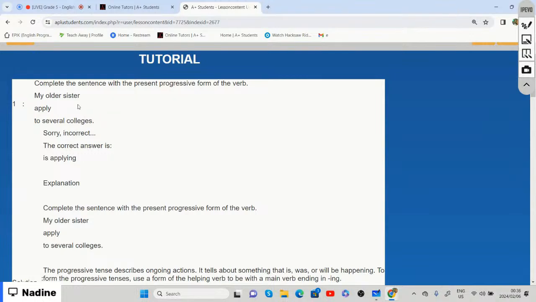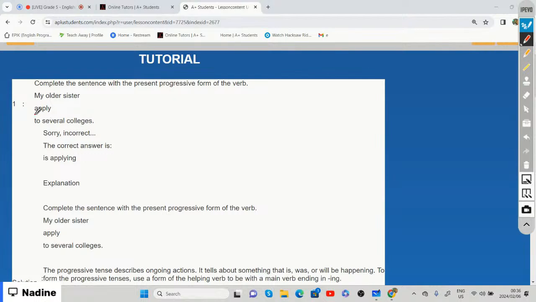So we say my older sibling or my older sister. And here you see the word apply, which means that we need to even change that word because we are showing the ongoing action. So which means that we say that my older sister.